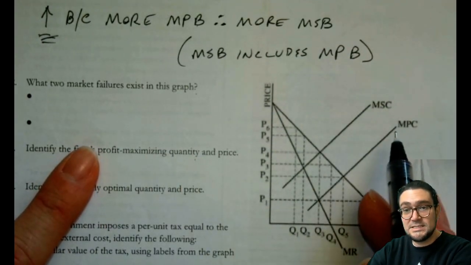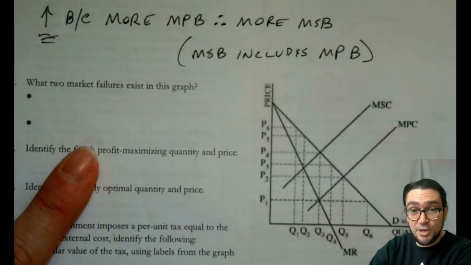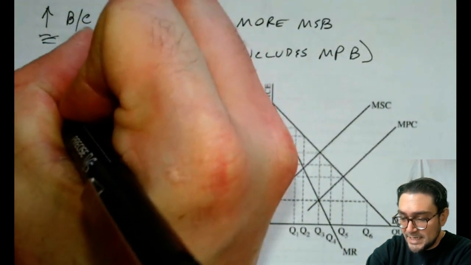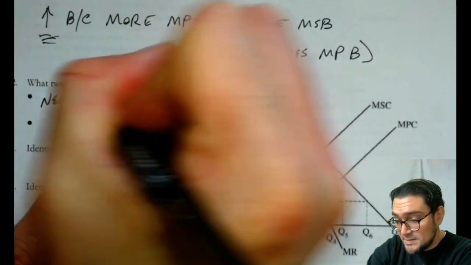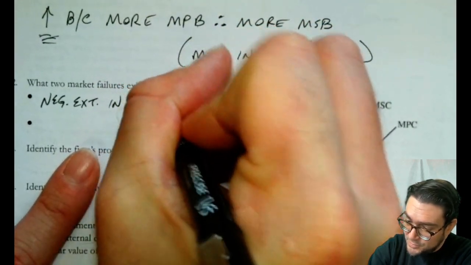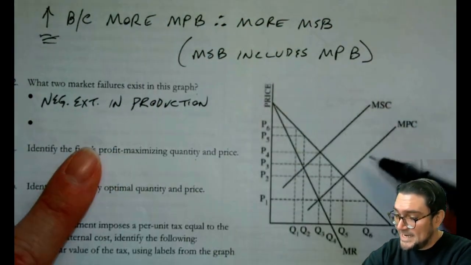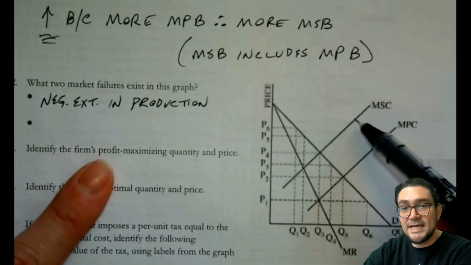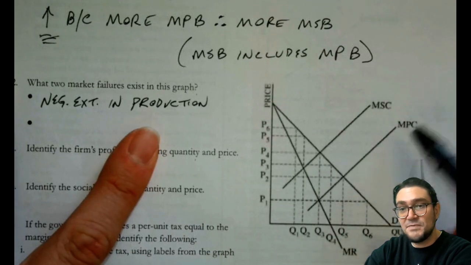So the first one is maybe obvious for a lot of students because we're talking about externalities. It's a negative externality in production. I knew it was negative because it was an added cost, and I knew that it was in production because it's coming off of this supply curve.